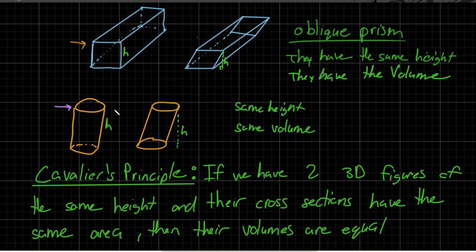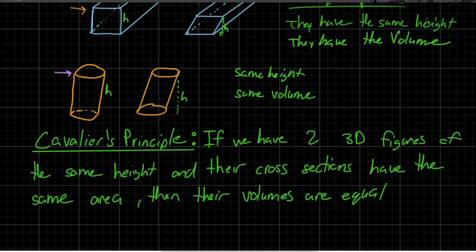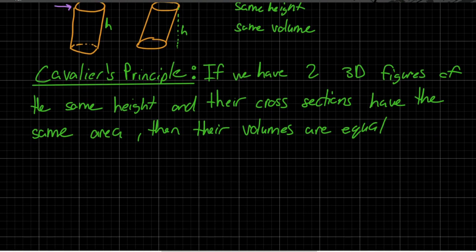So if I cut a cylinder, if I took this and I cut it in half, and then I looked at it, what would the shape be? Yeah, a circle. And if I cut this one, it would be a square because this is the base. If both of those have the same area, then the volumes are going to be the same. So let's sketch.